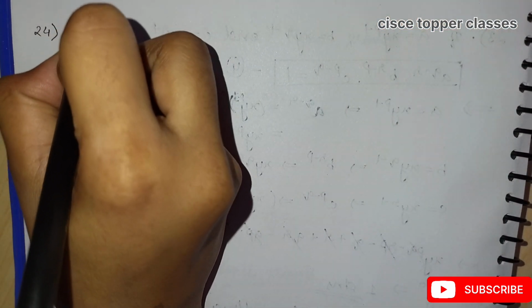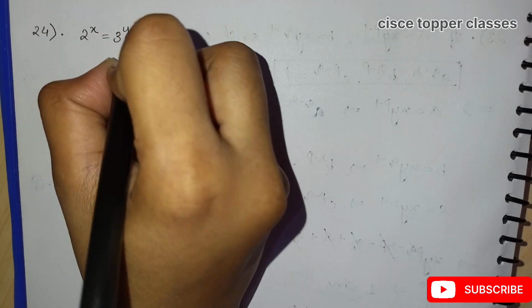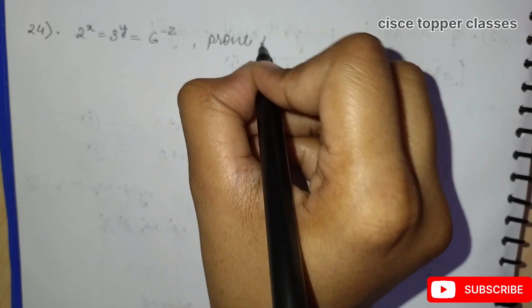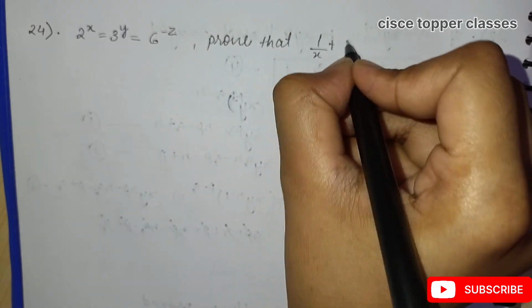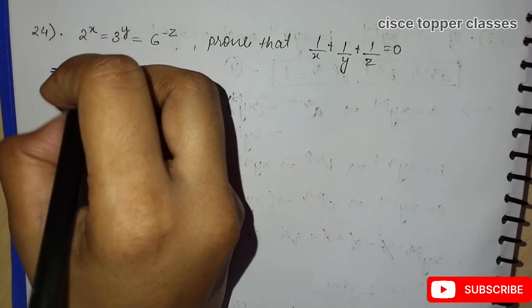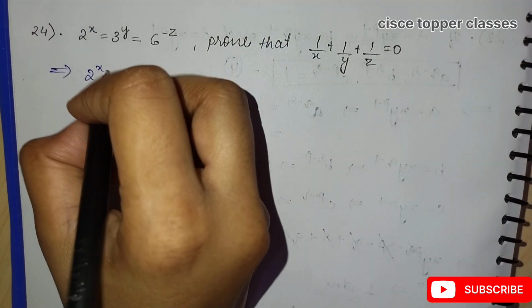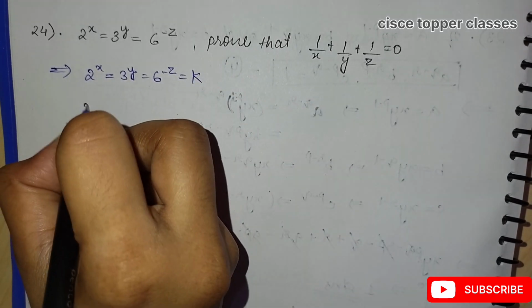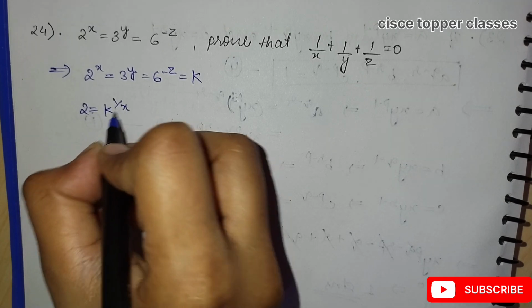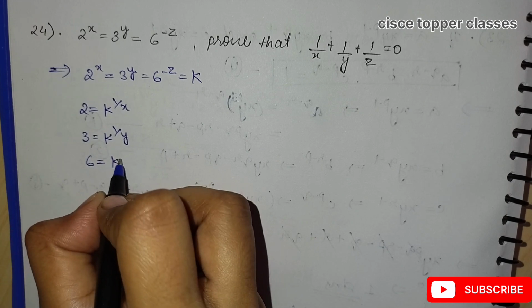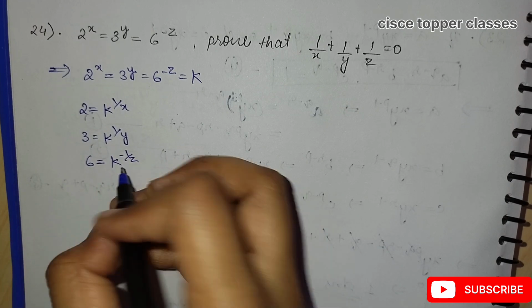Now let us solve question number 24, which is 2 to the power x equal to 3 to the power y, and 3 to the power y equal to 6 to the power minus z. We have to prove that 1 by x plus 1 by y plus 1 by z equal to 0. Simply we can write it as 2 to the power x equal to 3 to the power y equal to 6 to the power minus z as k. So we can write 2 as k to the power 1 by x, 3 as k to the power 1 by y, 6 as k to the power minus 1 by z.